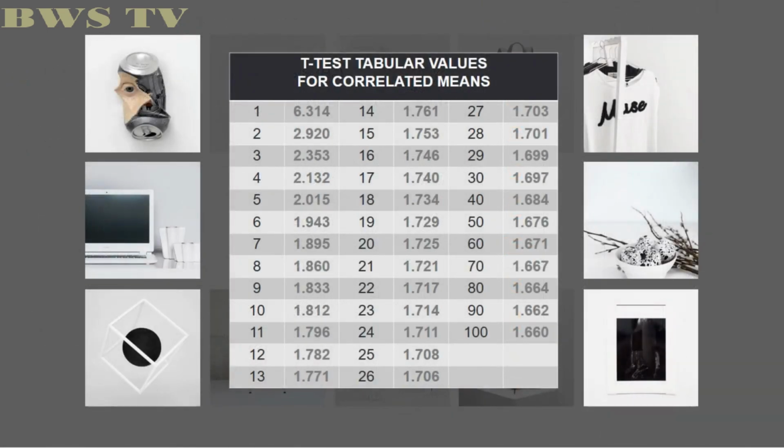We use the df to locate the appropriate tabular value. In this example, the degree of freedom is 9, which means that the tabular value will be 1.833.